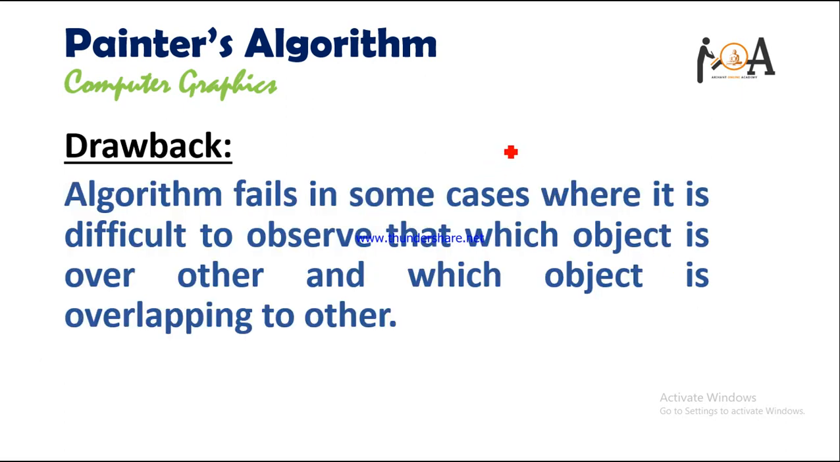Now what are the drawbacks? The algorithm fails in some cases where it is difficult to observe which object is over the other, means which are overlapping the other. In 3D graphics many times you can be confused about which object is covering or overlapping another. In those cases this algorithm may fail. To solve that, many other algorithms have been discovered. So this is the drawback of Painter's algorithm.